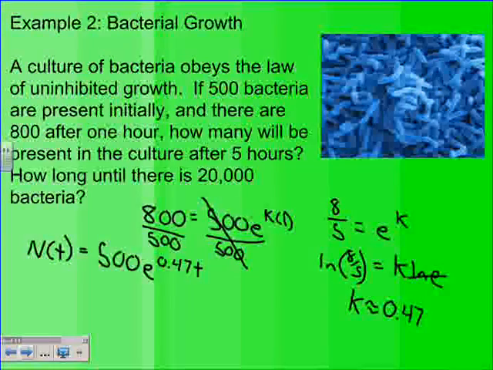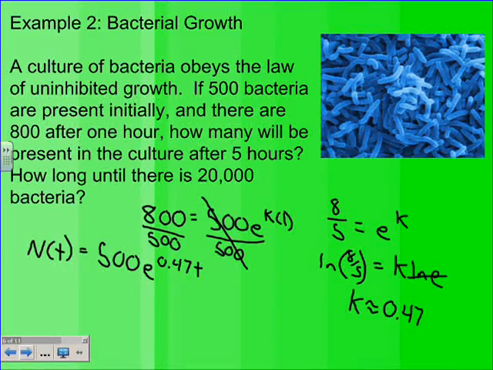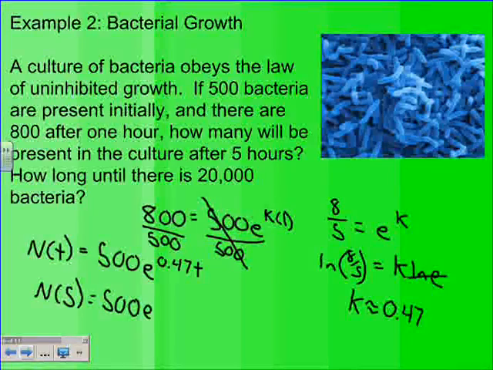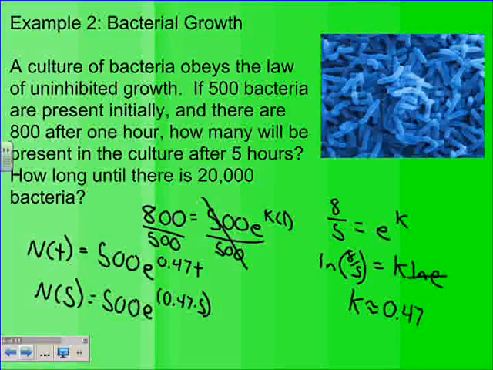First one, to figure out how many are there after 5 hours, we're going to plug in 5 for t. So we're going to find out that N of 5 is equal to 500 times e to the 0.47 times 5. So just plug that right in your calculator. Let me know what you get.